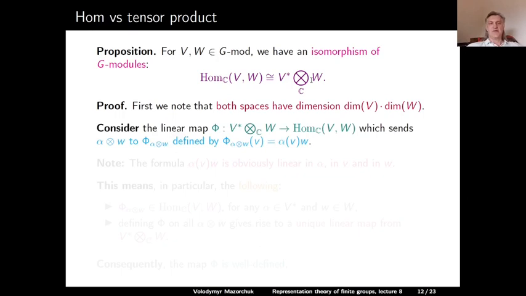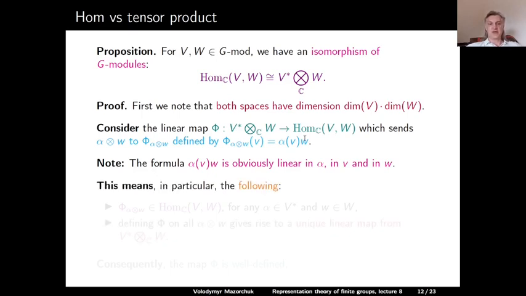So consider the linear map phi from the tensor product to this Hom(V,W) module, which sends the element alpha tensor w to the linear map phi_{alpha tensor w}, which is defined as follows. When we evaluate phi_{alpha tensor w} at v, we get alpha(v) times w. Note that the formula alpha(v) times w is obviously linear in alpha, in v, and in w.